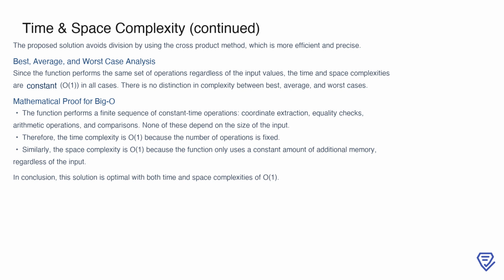When analyzing the best, average, and worst cases, we observe that the function performs the exact same set of operations regardless of the specific input values. This means that the time and space complexities remain constant, or O(1), in all cases. To mathematically prove the big O complexity, we note that the function involves only a predefined sequence of constant time operations, such as coordinate extraction, equality checks, and arithmetic calculations.